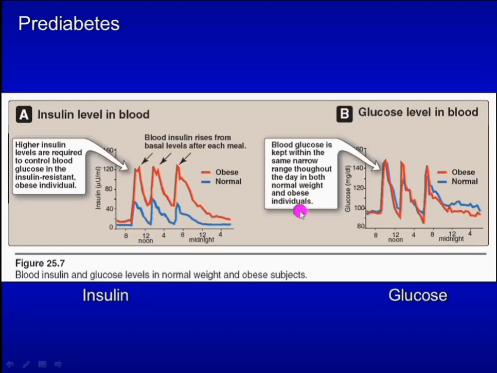Here, this chart represents insulin levels. The blue line represents insulin levels from normal individuals, and red line represents insulin level from obese people. As you can see, insulin levels in obese people are abnormally high. It is high levels of insulin in these patients that keep their glucose level under control. High insulin levels also indicate insulin resistance.